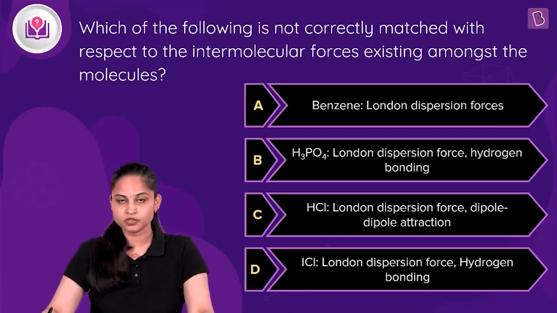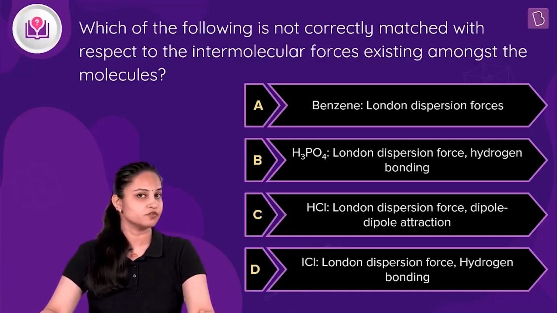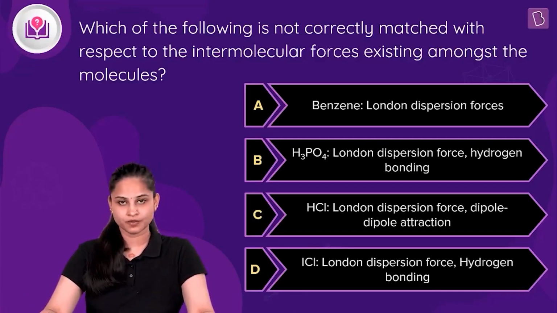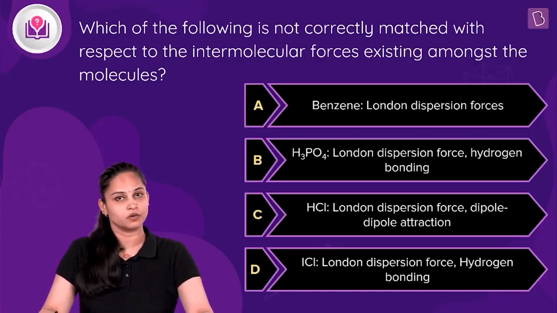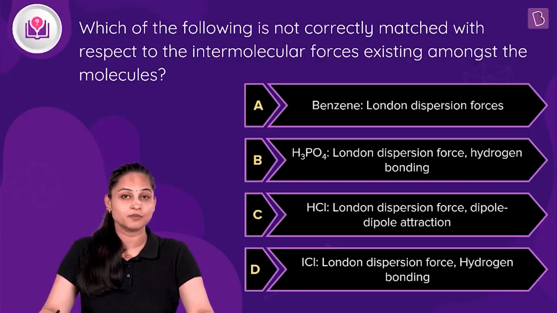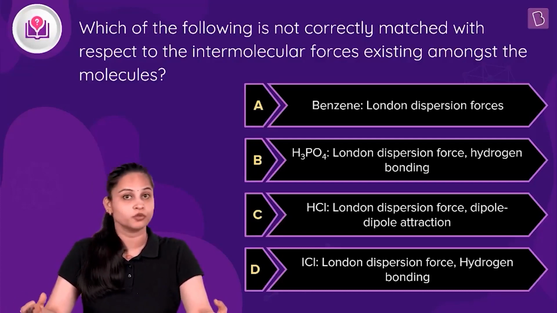Remember, all molecules do have London dispersion forces. Why? Because of the polarizable electron cloud. Whether a molecule is non-polar or polar, it will have London dispersion force because of the polarizable electron cloud. London dispersion force is also called instantaneous dipole-dipole attraction. At any instant, a dipole is generated in a non-polar molecule.